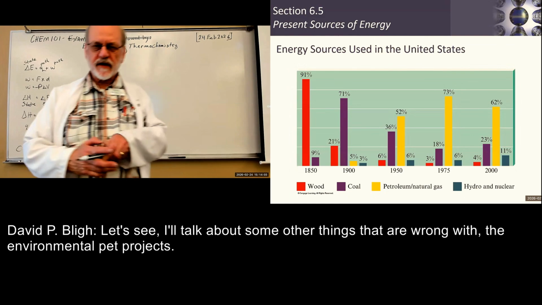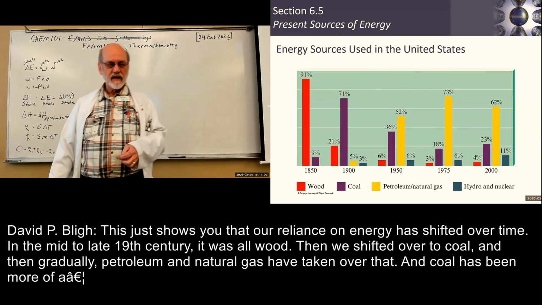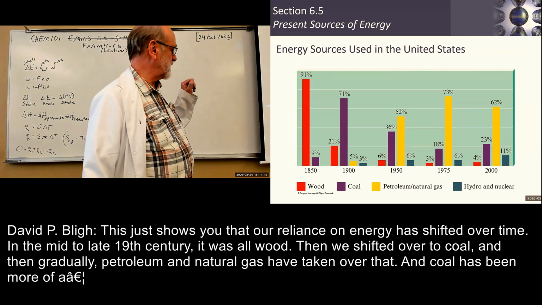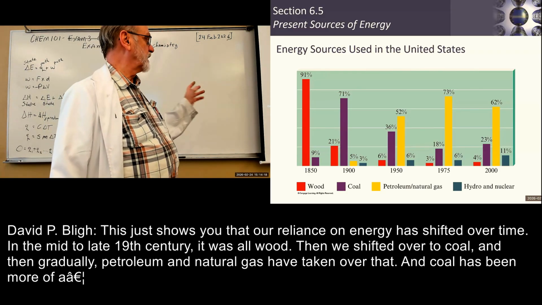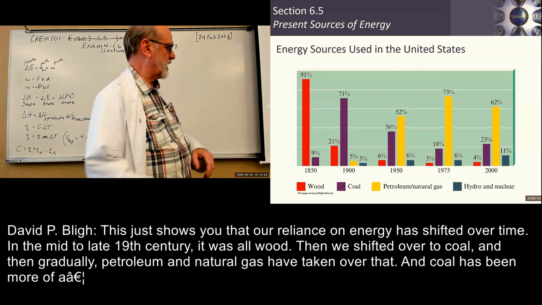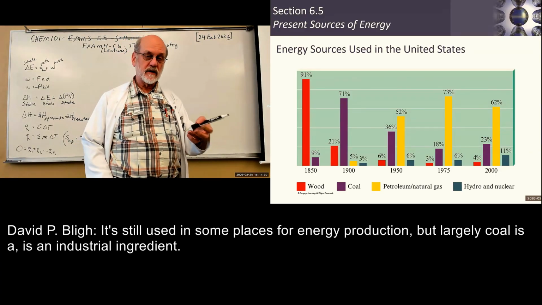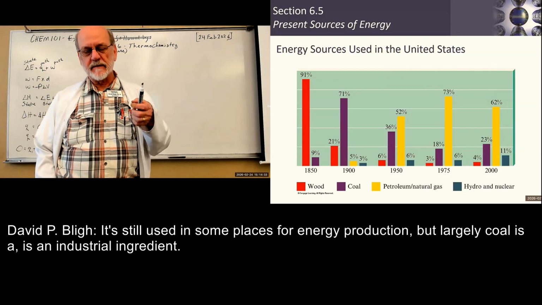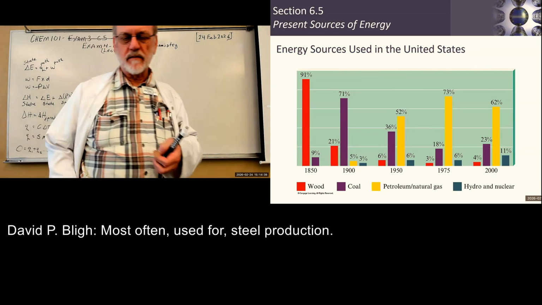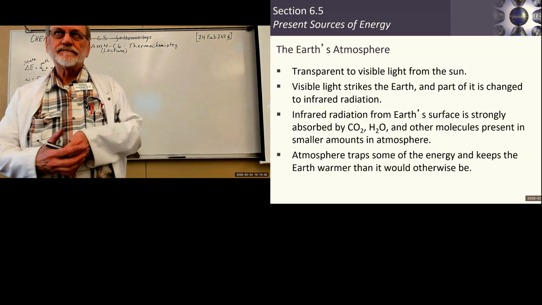Let's see. I'll talk about some other things that are wrong with the environmentalist pet projects. This just shows you that our reliance on energy has shifted over time. In the mid to late 19th century, it was all wood. Then we shifted over to coal, and then gradually petroleum and natural gas have taken over that. Coal is still used in some places for energy production, but largely coal is an industrial ingredient, most often used for steel production. Okay.